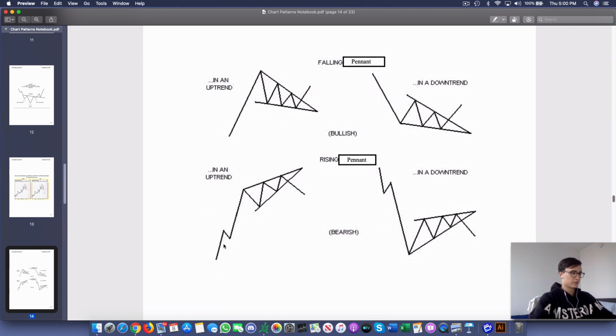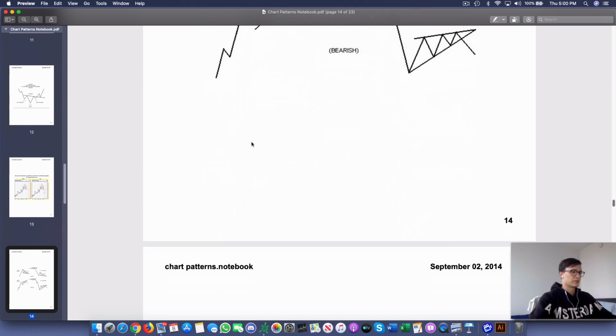In an uptrend, prices are increasing, hitting resistance levels and support. It doesn't need to bounce, like I said before, three times or twice or four times. It just needs to form this general pattern. Rising pennants in a downtrend, if it's rising, it would continue to go down. So that's basically falling and rising pennants.